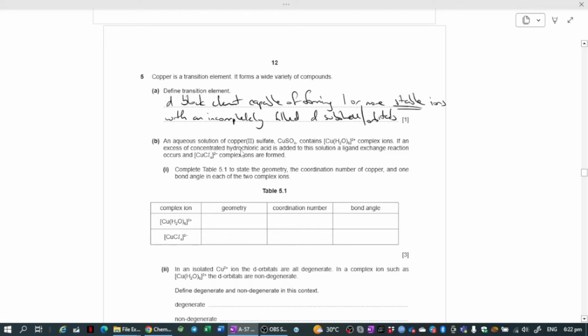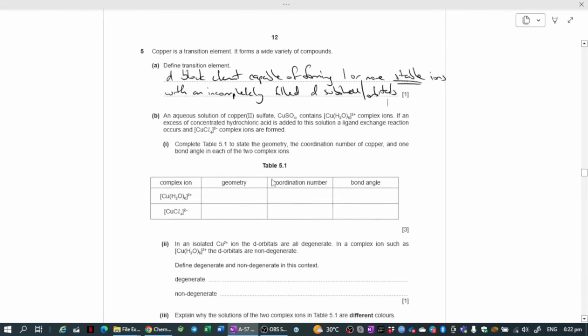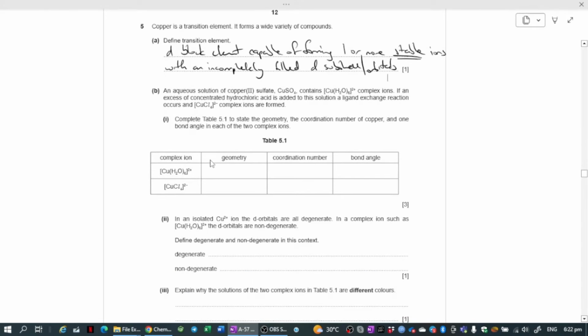We are told here that an aqueous solution of copper 2 sulfate contains this copper complex. If an excess of concentrated HCl is added, a ligand exchange reaction occurs and copper chloride complex ions are formed. And they ask us to complete this table here. So the aqua complex here, this is hexaaqua copper 2. This complex ion will have octahedral geometry with a coordination number of 6, and we want one bond angle.